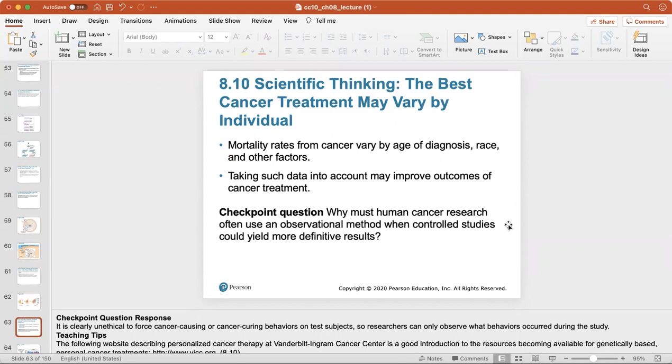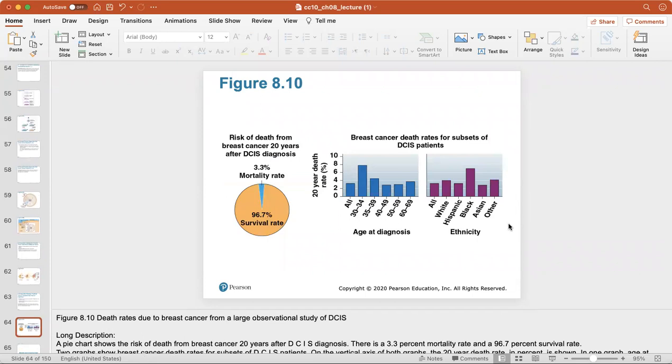Mortality rates from cancer vary by the age of diagnosis, your race, and other factors, and taking such data into account may improve outcomes of cancer treatment. Here's a look at the risk of death from breast cancer 20 years after the diagnosis, and breast cancer death rates for subsets of DCIS patients.